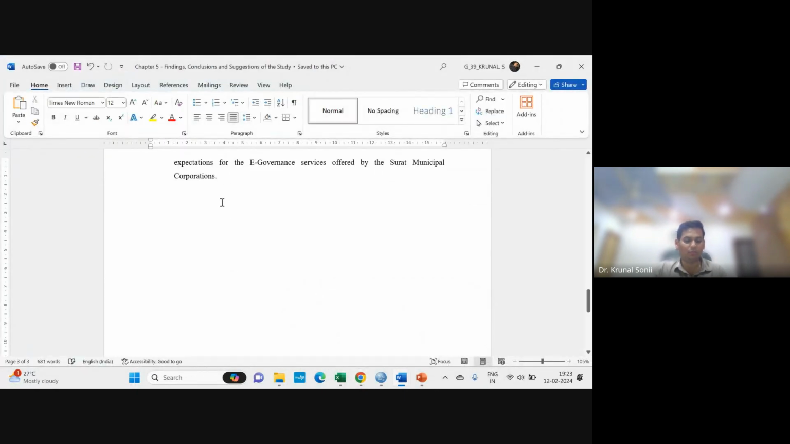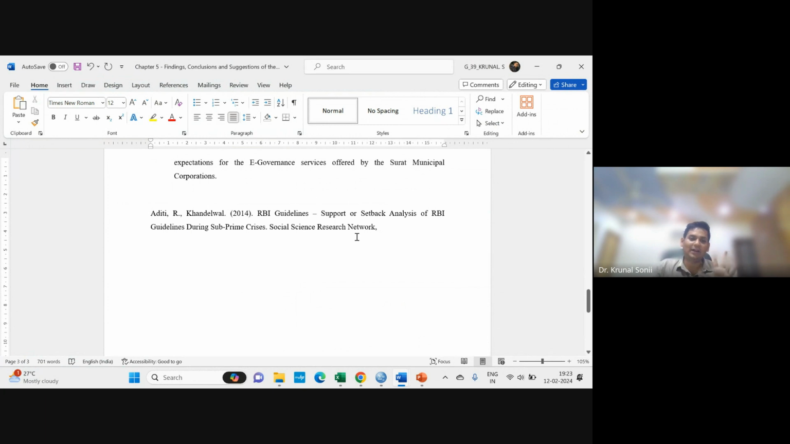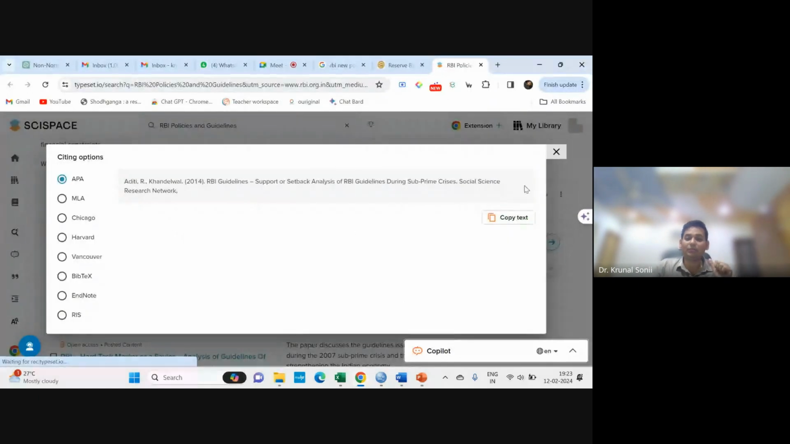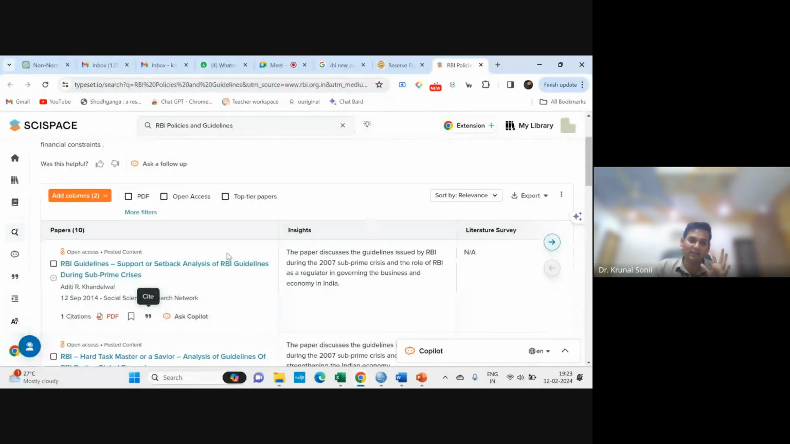So you can paste over here. You can see this. So your citation is done, right? Within a fingertip, your citations are over. Right. So these are the things which are possible with the use of ICT tools and techniques.